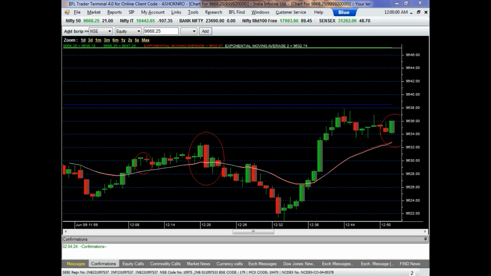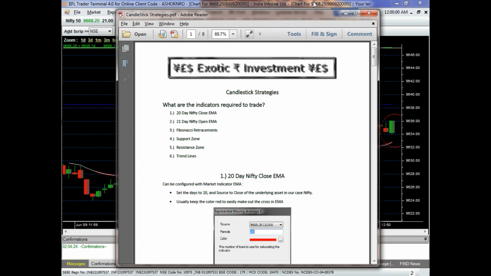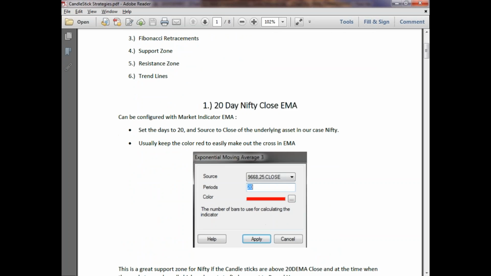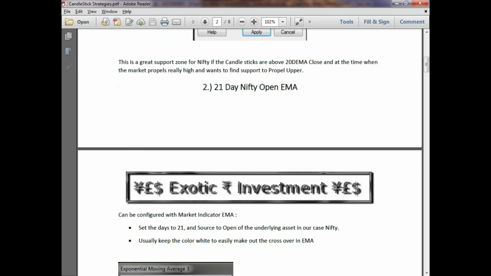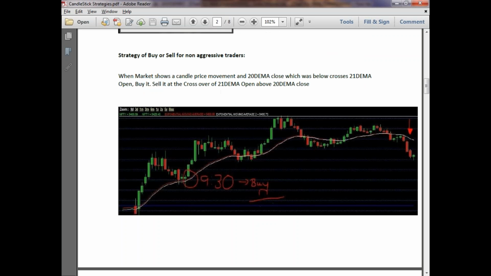So we'll take the candlestick strategies. Okay, these are the strategies which you will require for my trading strategies. These are the indicators which you would require. I have given hints about how you can take these strategies and trade it. However, this is not the complete trading which I will be teaching. This is just hints about what will happen with these particular indicators in turn.